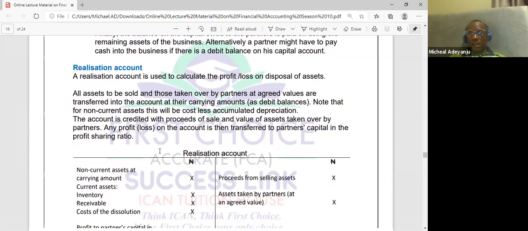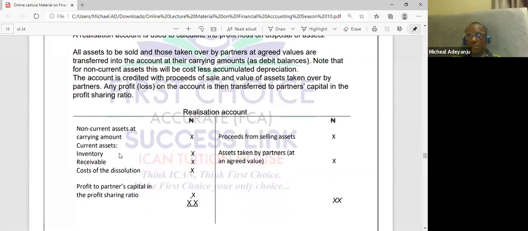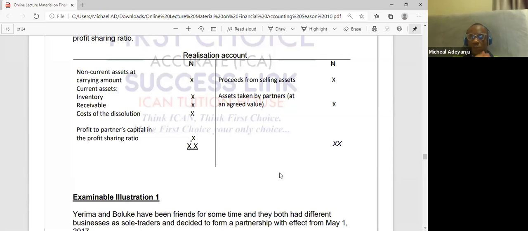And we look at the realization account. A realization account is an account used to calculate the disposal of an asset or the revaluation of an asset, as the case may be. So we have realization accounts, we have non-current assets accounts, inventory, receivables, cost of dissolution. We have proceeds from selling an asset. So it does not necessarily have to be proceeds, it could be the valuation of a new asset.